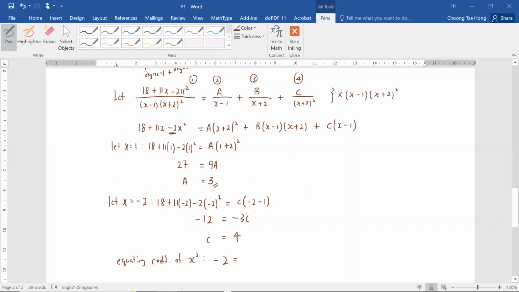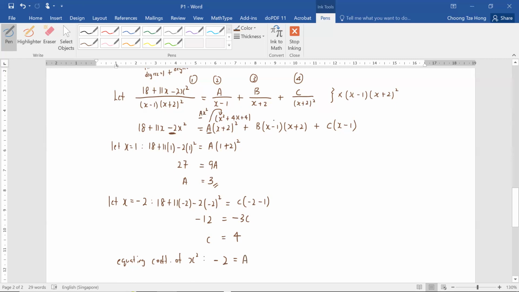Why do I want to equate the coefficient of x squared? Because it's easy to identify. If we expand this x plus 2 squared, we'll just get x squared plus 4x plus 4. So it will be A times x squared to give you the x squared term. Then the coefficient of x squared will just be A, because you have Ax squared. So just the A only.